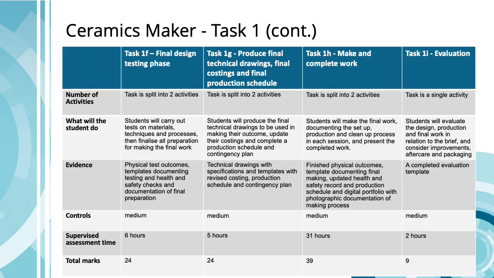Task 1H, make and complete work, is split into 2 activities completed over 31 hours for 39 marks. This is the largest part of the task, where students will make the final work, documenting the setup, production and cleanup process in each session and then present completed work. Task 1I, evaluation, is a single activity completed over 2 hours for 9 marks. In this task, students will evaluate the design, production and final work in relation to the brief and consider improvements, aftercare and packaging. Throughout these tasks, some activities include templates which are provided along with the assessments.